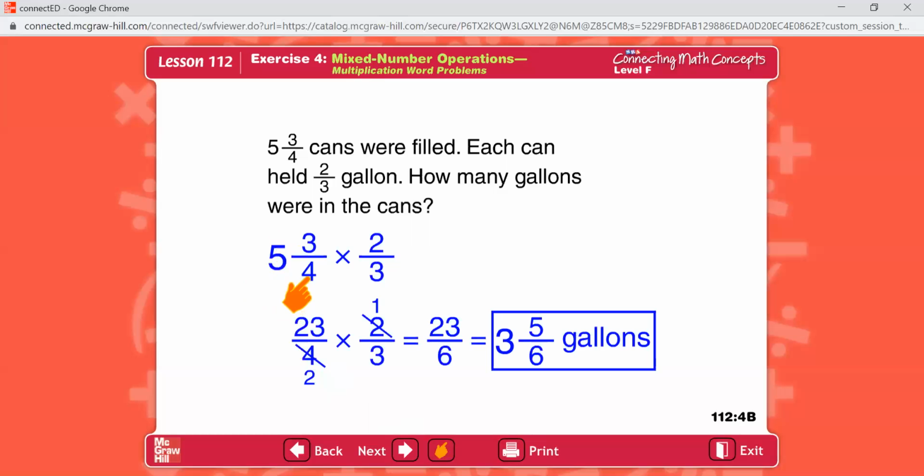5 3/4. So 4 times 5 is 20, plus 3 is 23. So that turns into 23/4 times 2/3. These can both be divided by 2. 4 divided by 2 is 2. 2 divided by 2 is 1. Multiply straight across. 23 times 1 is 23. 2 times 3 is 6. 6 goes into 23 3 times, right? So 23 divided by 6 is 3 and 5/6 gallons.